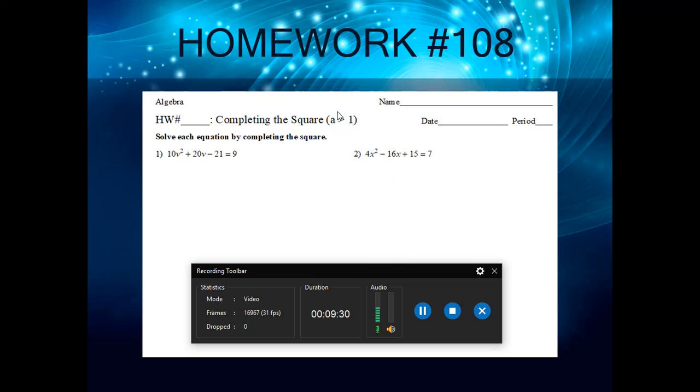Tonight's homework is number 108. You'll see completing the square. A is greater than 1 at the top. There should be 10 questions.